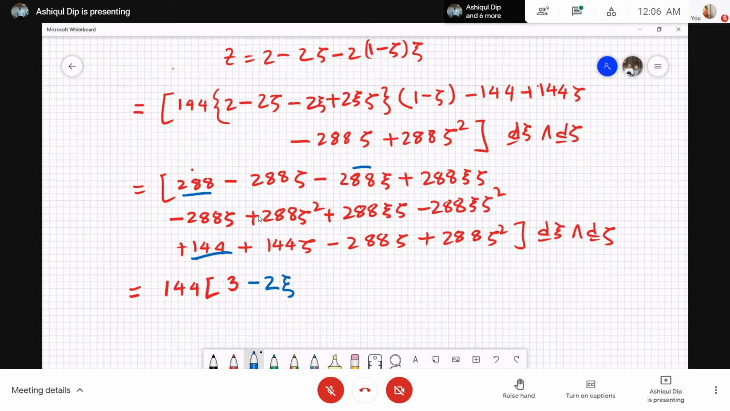Then zeta. So here is minus 2. Here is plus 1. So overall I have minus 1. Then here is minus 2, so I have minus 3, right? Do you see any other term? Oh yeah, the second last, this one. So minus 5 zeta.